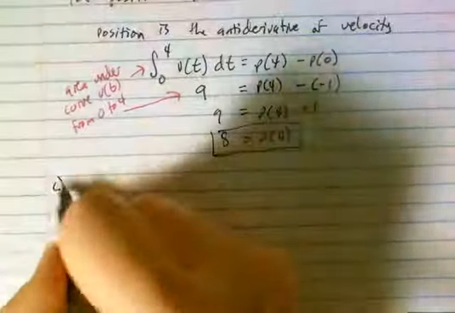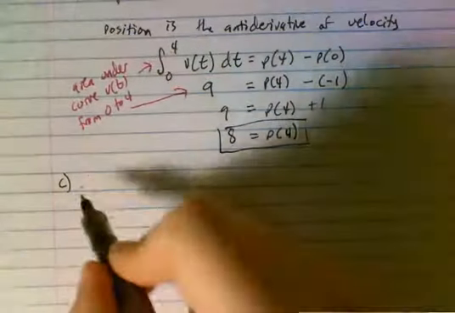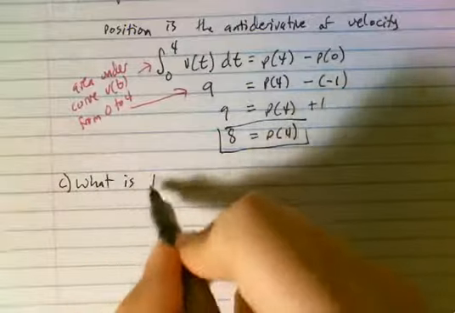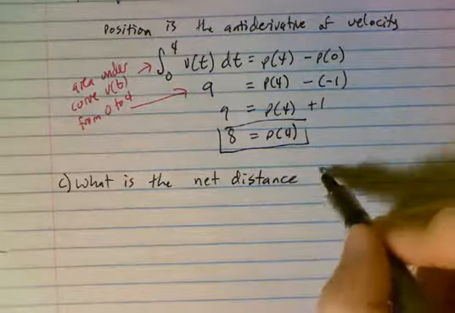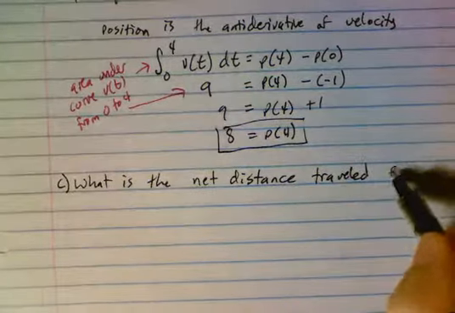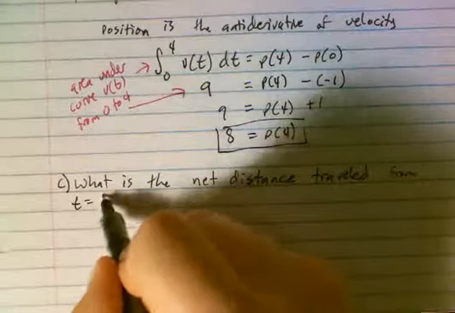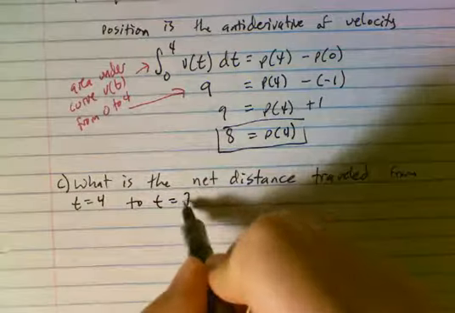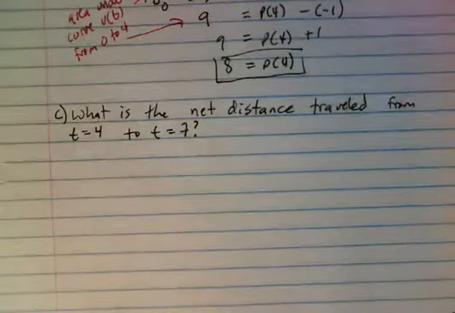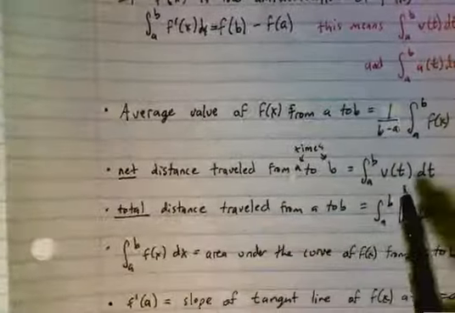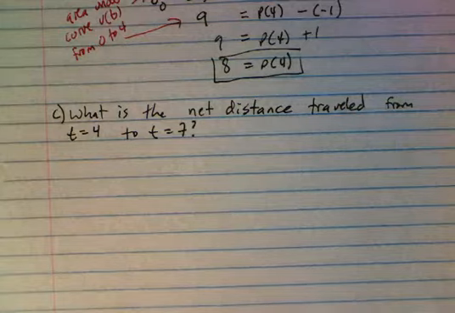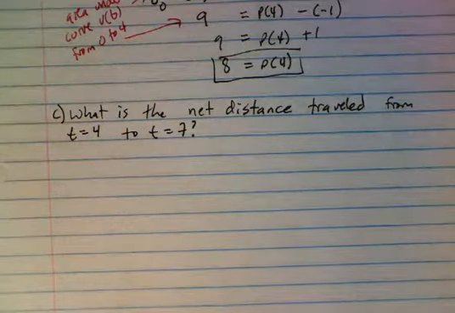Now, these are some of the newer ones. Let's say, what is the net distance traveled from t equals 4 to t equals 7. And this one you have to look back on that original piece of paper that I had you memorize. Net distance from A to B right here, that's just the integral from A to B. It's basically the change in position. The net distance traveled is how far we were at the end minus how far we were at the beginning.